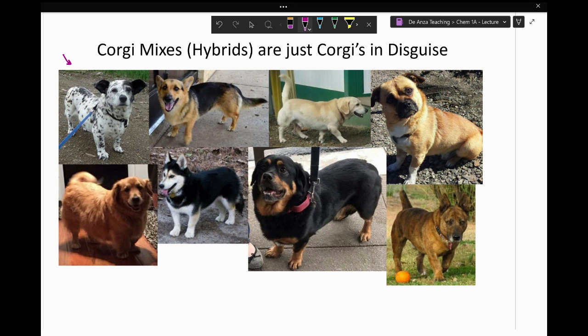And so these are just a couple cute Corgi mixes. We have a Dalmatian, a German Shepherd, I think that's a Retriever, a Pug, a Lab, a Husky, a Rottweiler, and then I can't remember what this one is. Maybe a Heeler.